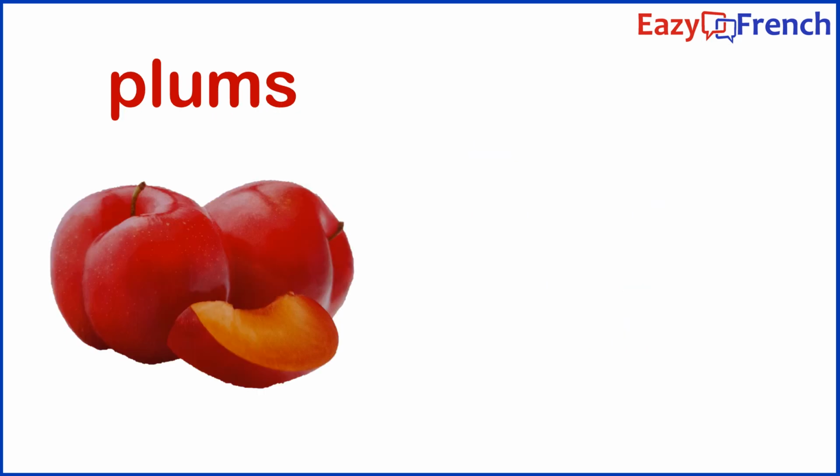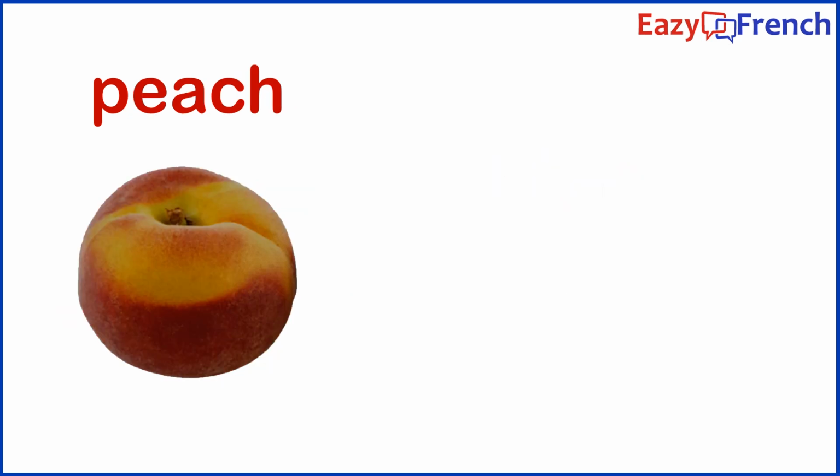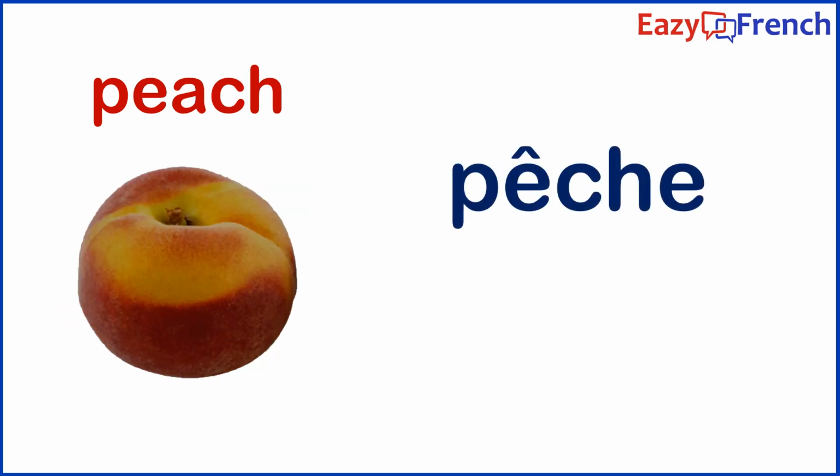Plums, and that is called prune. And the last here is peach, and that's called pêche. So these are all the common fruits what we find in our surroundings. In the next video we'll come up with the vegetables.